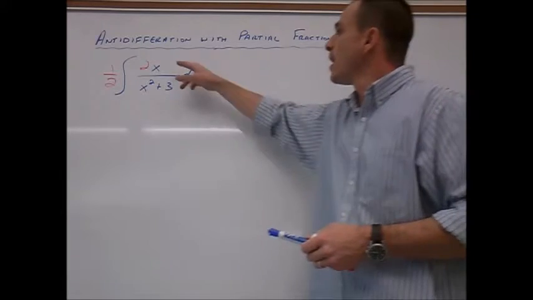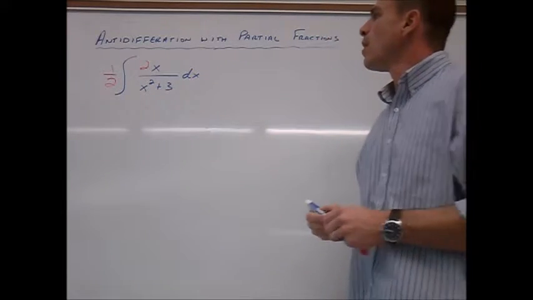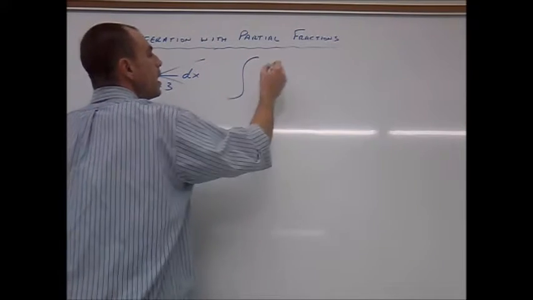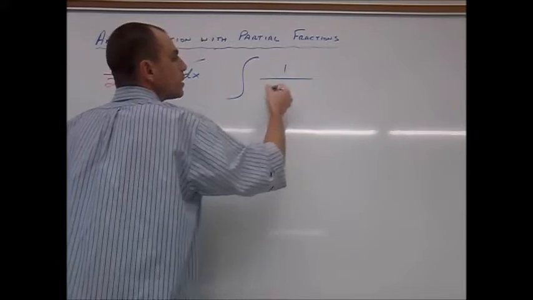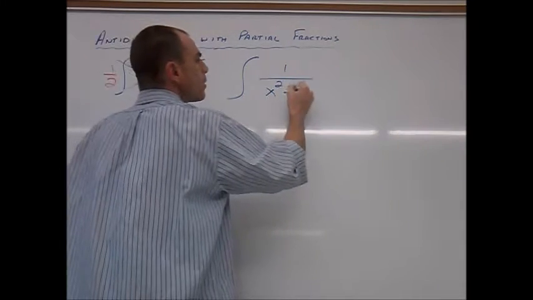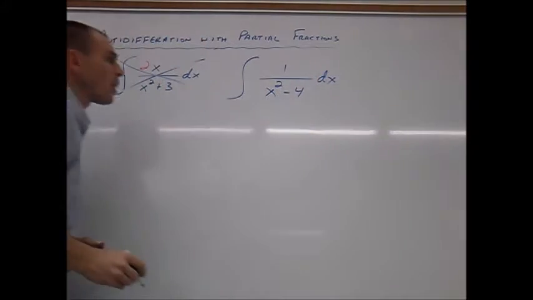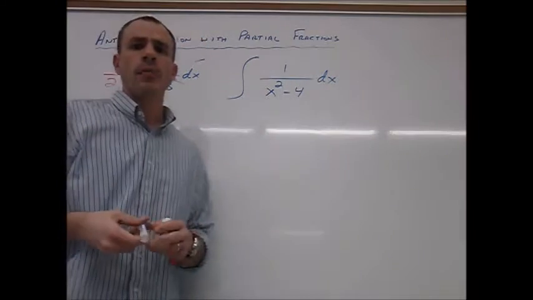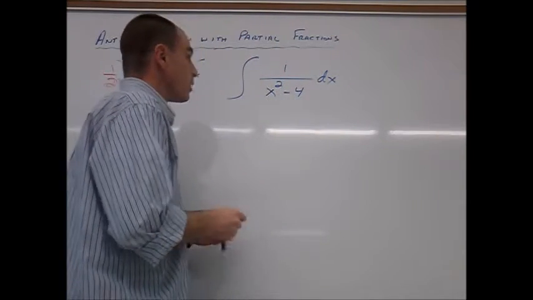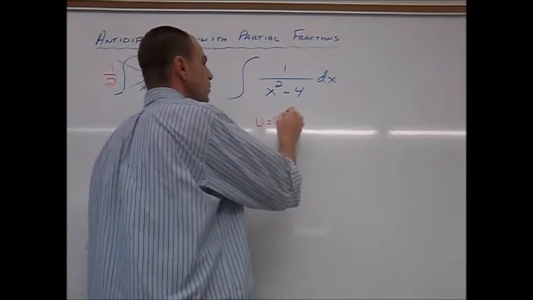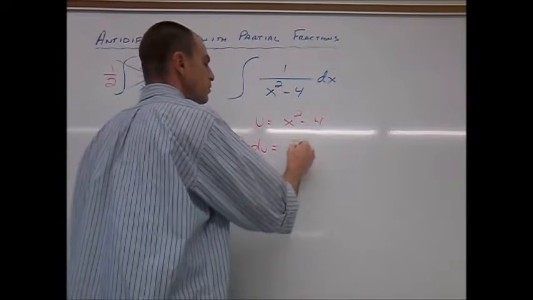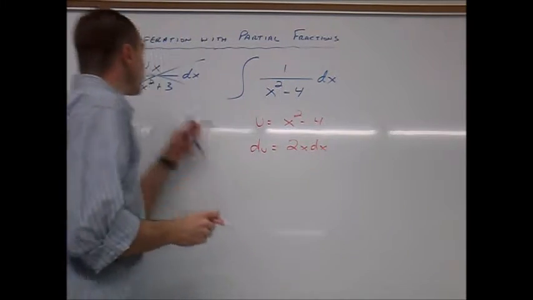Instead of us having x over x squared plus 3, what if we had a situation like this? We're going to cross that one out. What if we had 1 over, let's just say, x squared minus 4 dx. Okay, 1 over x squared minus 4 dx. And we were going to try and do the u substitution here. Okay, well, we would look to see if u could be equal to x squared minus 4, and that would make du equal to 2x dx, again, just like before.